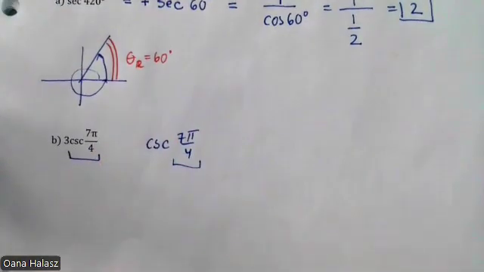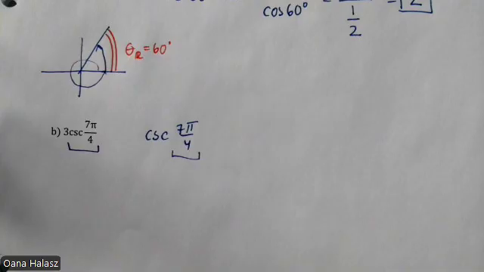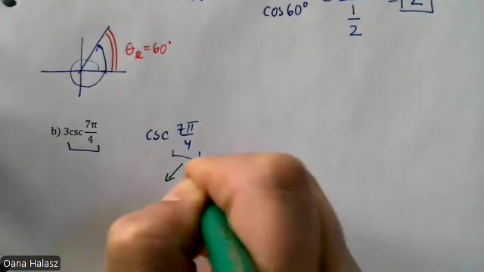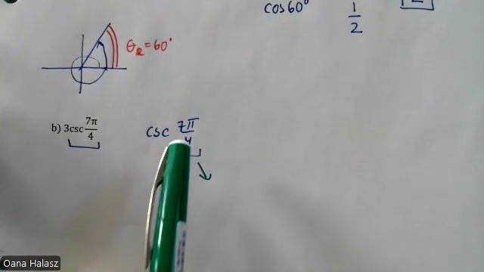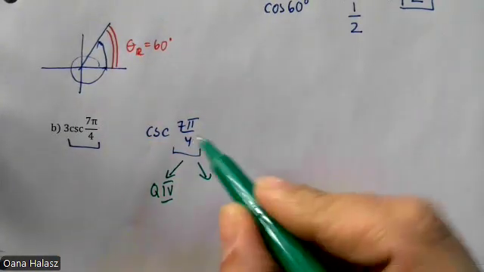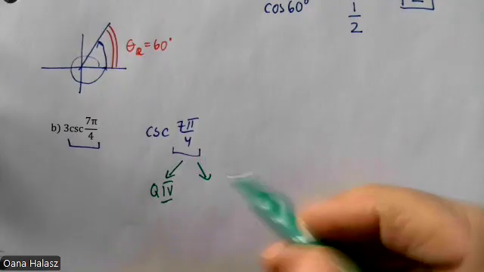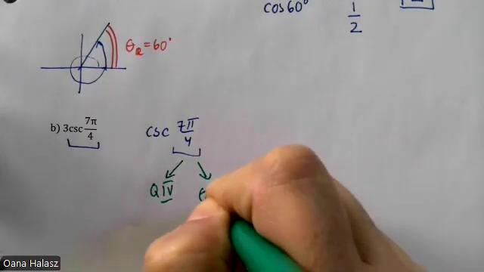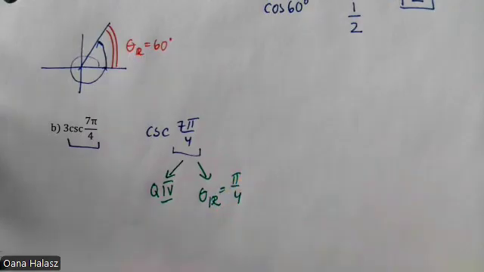I'm focusing on the angle first. I want to give it a location, so which quadrant around the unit circle, and then I want a reference angle so I can go to the values I memorized in the first quadrant of the unit circle, okay? So, which is the quadrant for 7 pi over 4? Quadrant 4, okay? And what's the reference angle? Pi over 4, that's the reference angle, okay?